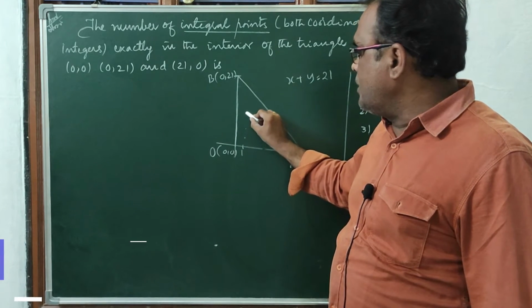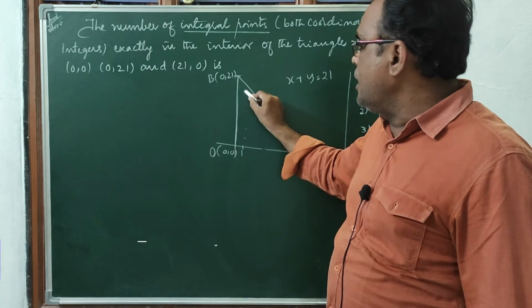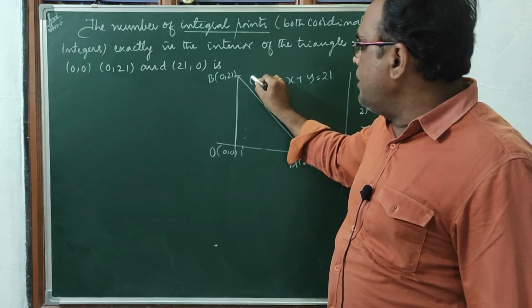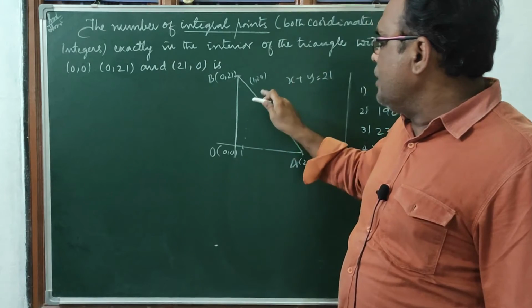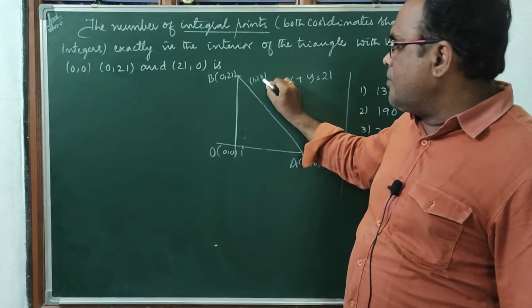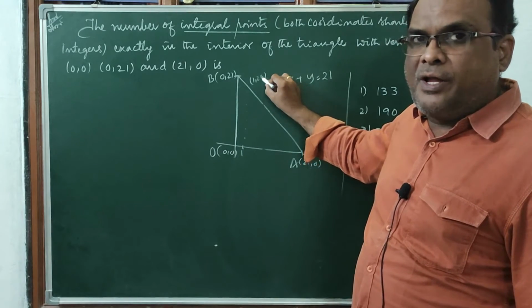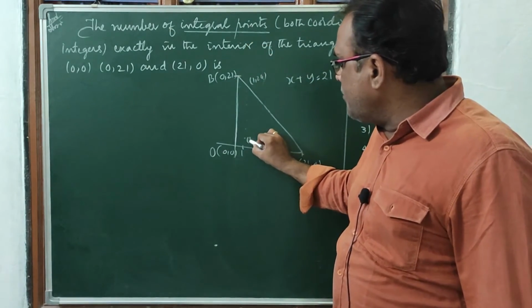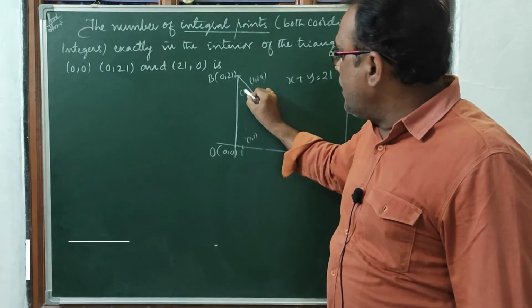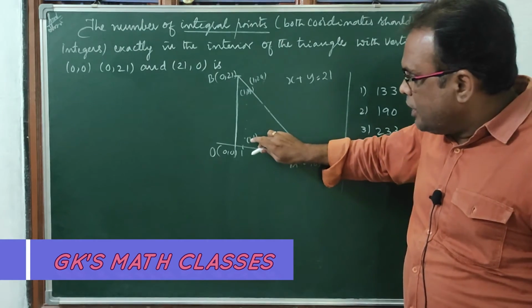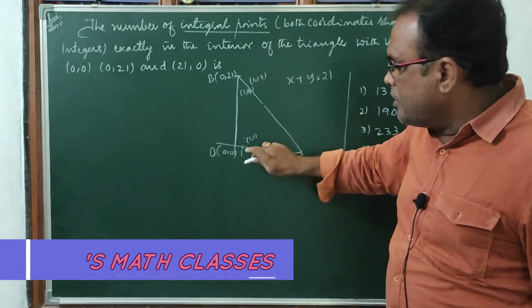1 comma 1, 1 comma 2, 1 comma 3, 1 comma 4, 1 comma 5, 1 comma 6, up to 1 comma 19. If you take here, this will be 1 comma 20. If you put x is equal to 1, y will be 20. So 1 comma 20, the point lies on the line. So we have to take only from 1 comma 1 to 1 comma 19.